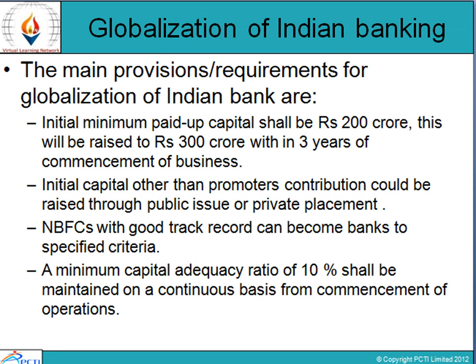Now, globalization of Indian banking sector. As per the guidelines which were issued for licensing of new banks in the private sector in 1993, RBI granted licenses to 10 banks. Based on a review of experience on the functioning of the new private sector banks, RBI has issued the revised guidelines. The first one is that the initial minimum paid up capital shall be rupees 200 crores, which will be raised to rupees 300 crores within 3 years of commencement of business.